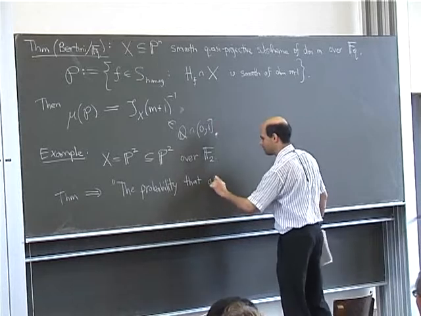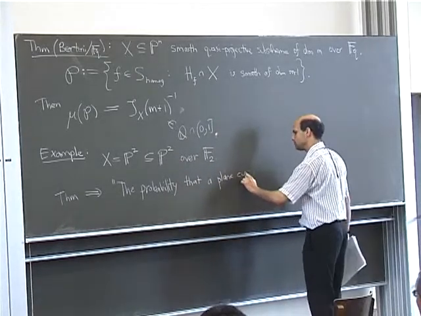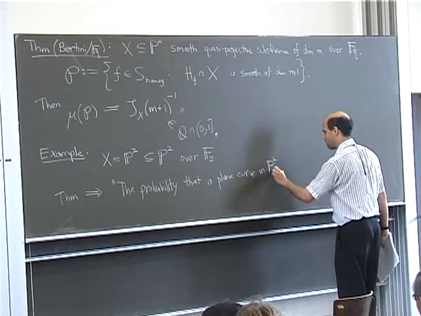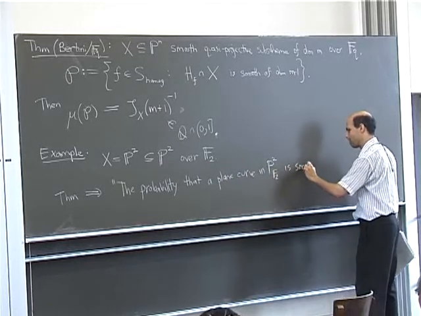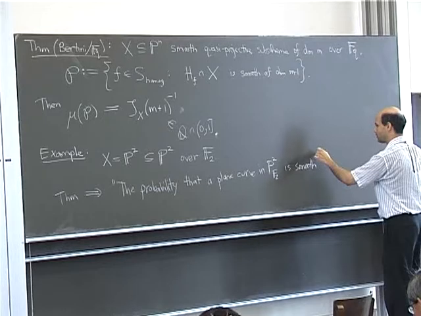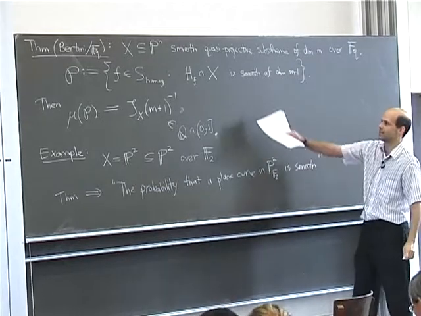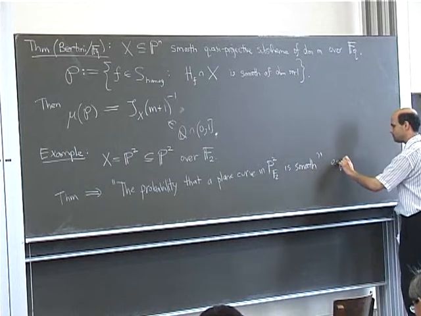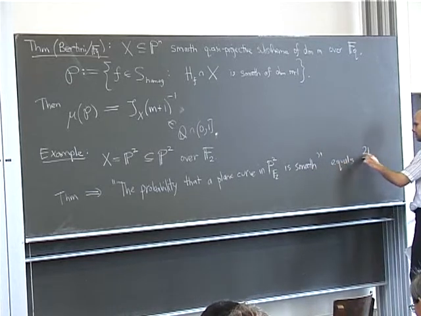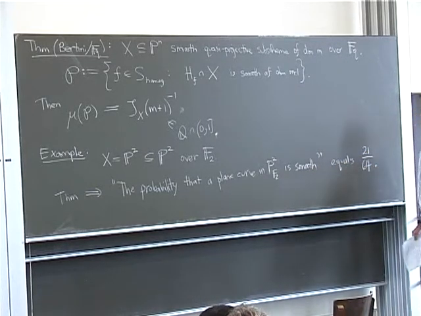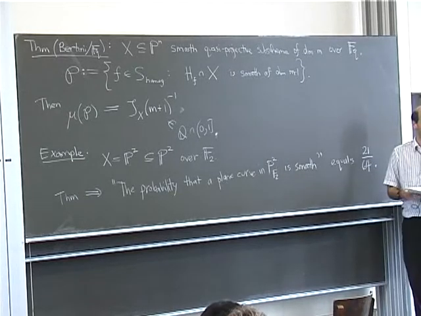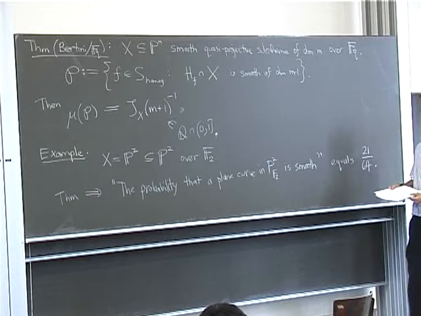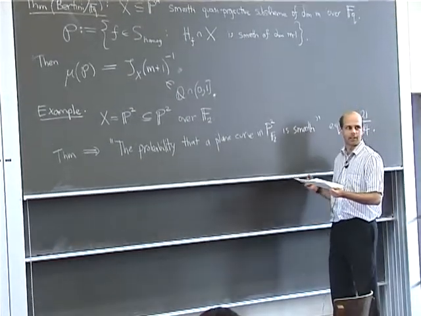that a plane curve in P2 over F2 is smooth. I'm putting quotation marks; the way this is supposed to be interpreted is that the density equals 21 over 64. And that's just what comes out if you work out the zeta function of P2. Okay, any questions about the statement?